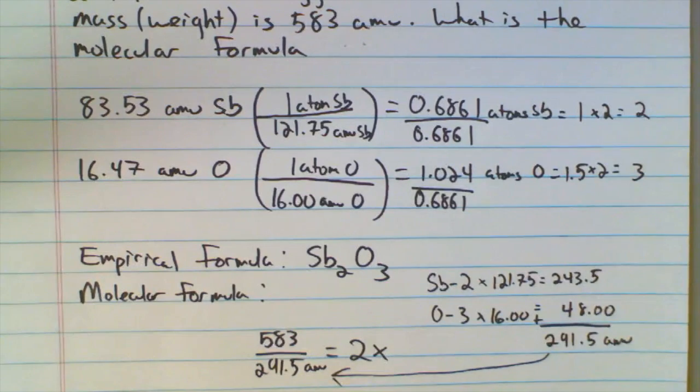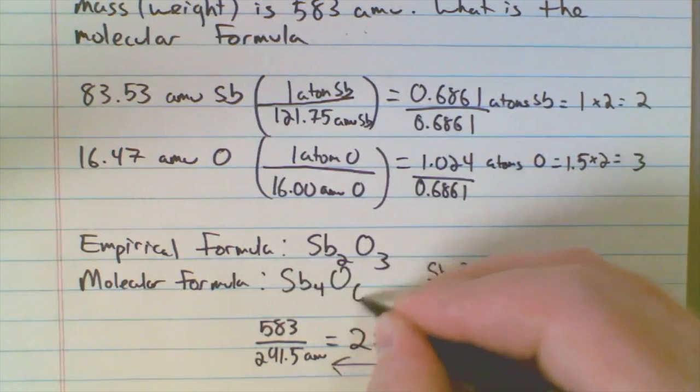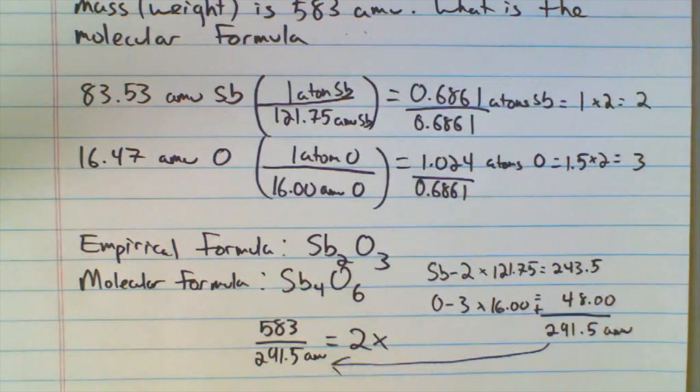So what is it? Sb4O6. Does that make sense? So if it would have been 3 times, I multiplied by 3. And 4 times, multiplied all by 4. By 5, etc. Yes?